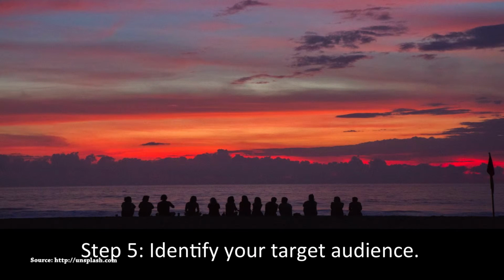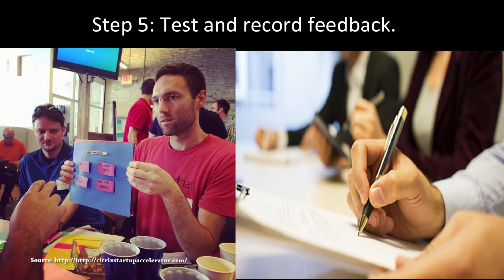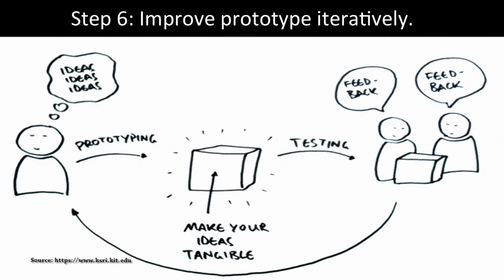Step 5, identify groups of people who would likely use your product or service. Test your prototype with these groups, ask them your questions, and record feedback received from them. Step 6, identify patterns of recurring feedback and improve your prototype accordingly. Repeat this process till your prototype appears to closely match your users' needs and expectations.